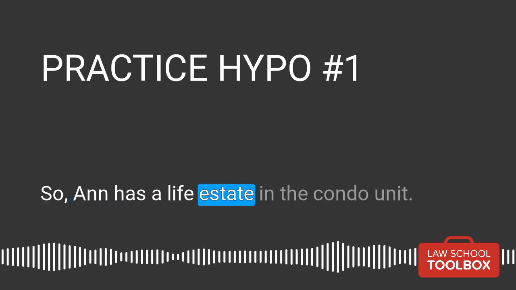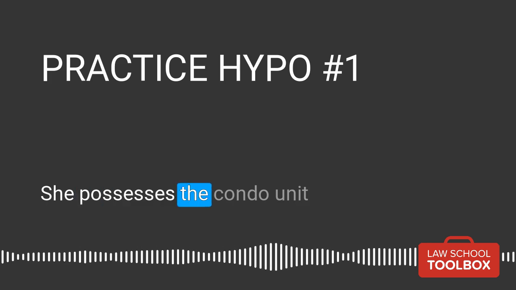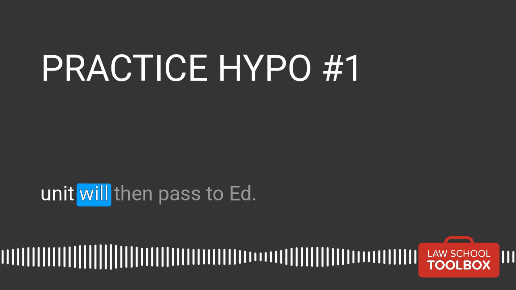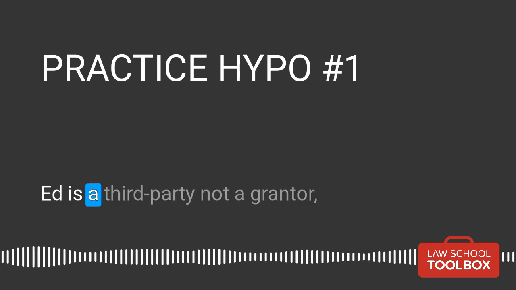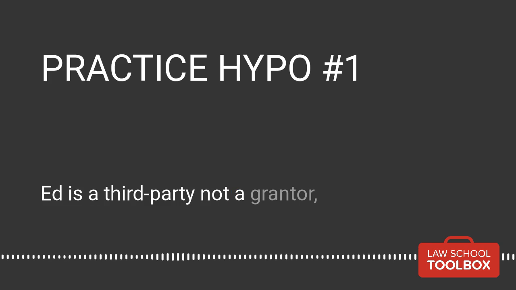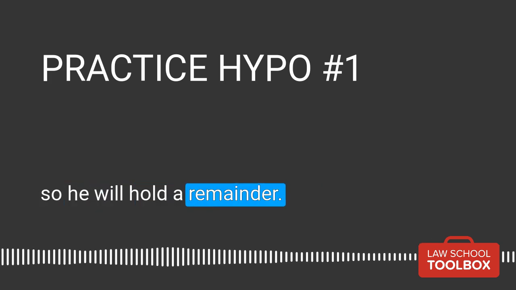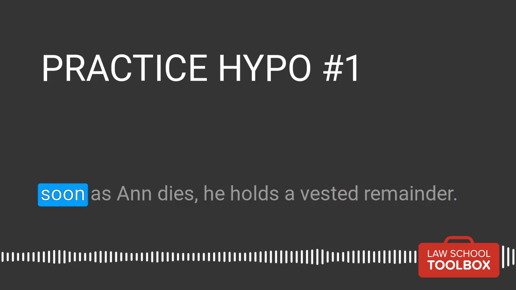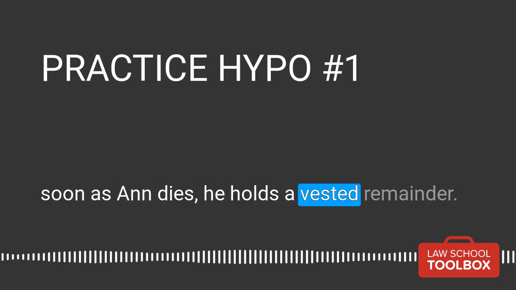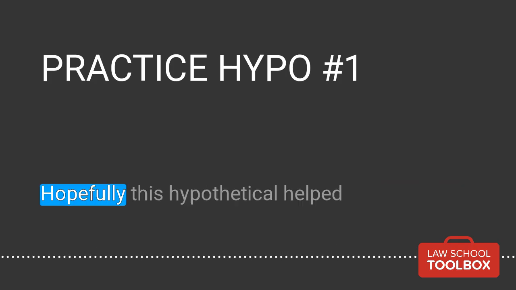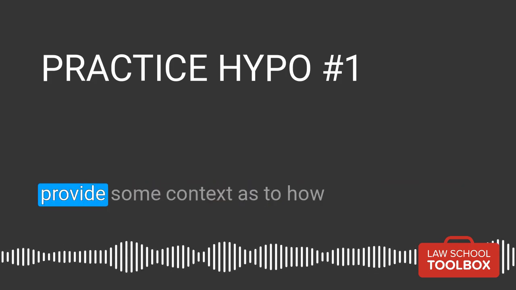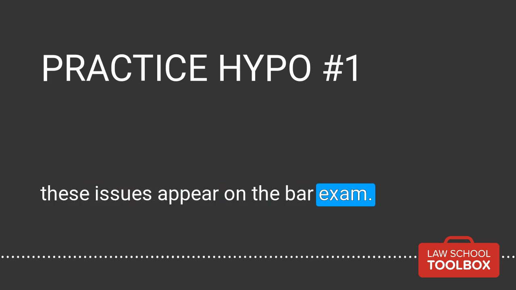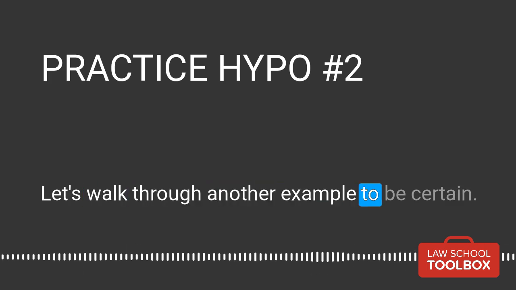So Anne has a life estate in the condo unit. She possesses the condo unit for the duration of her life. When she dies, the condo unit will then pass to Ed. Ed is a third party, not a grantor, so he will hold a remainder. Because Ed's interest will become possessory as soon as Anne dies, he holds a vested remainder. Hopefully, this hypothetical helped provide some context as to how these issues appear on the bar exam. Let's walk through another example to be certain.